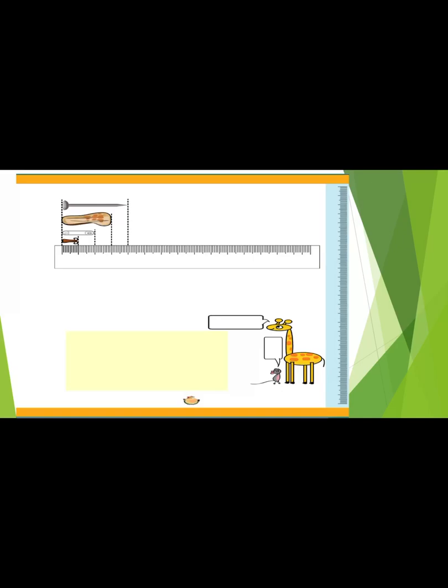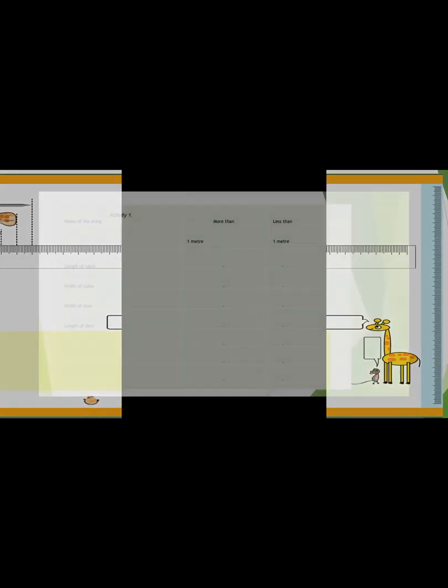So in 1 and 2 there are 10 divisions. That is, if 1 centimeter is there, then between 1 and 2 it is equal to 10 millimeter. That means 1 division is equal to 0.1 centimeter. So you have to understand. Now you can find out what is the length of the nail, what is the length of the slipper, what is the length of the paper clip, what is the length of the scissor.